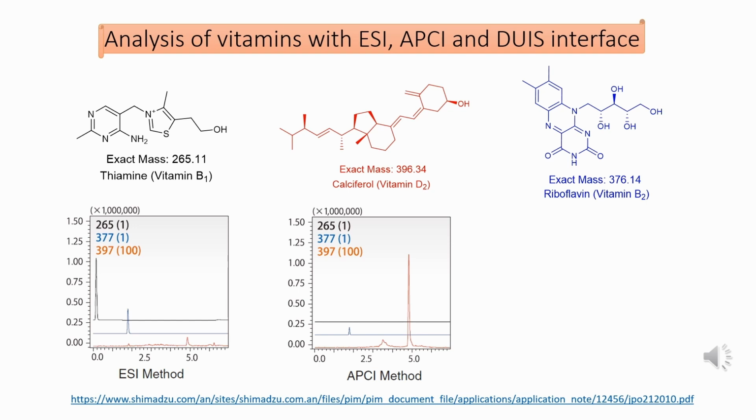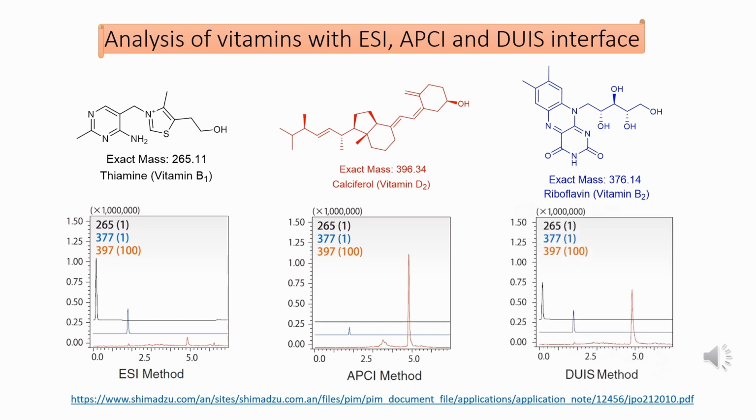From the result, it shows that the ESI interface is good for analysis of water-soluble vitamins, while the APCI interface is good for analysis of fat-soluble vitamins. Next is the analysis done with the DUIS interface. Good signal intensity was observed for all target analytes: vitamin B1, vitamin B2, and vitamin D2. With the DUIS interface, analysis of water-soluble and fat-soluble vitamins can be done simultaneously.